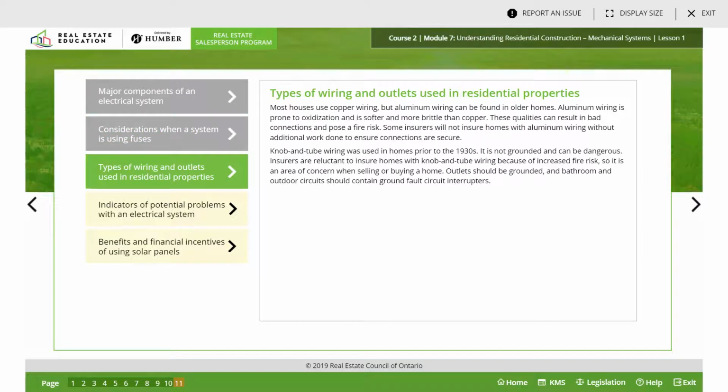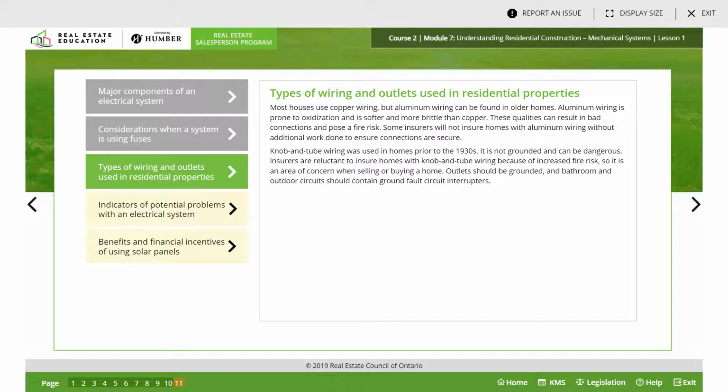Types of wires and outlets used in residential properties. Most houses use copper wiring, but aluminum wiring can be found in older homes. Aluminum wiring is prone to oxidation, and is softer and more brittle than copper. These qualities can result in bad connections and pose a fire risk. Some insurers will not insure homes with aluminum wiring without additional work done to ensure connections are secure.